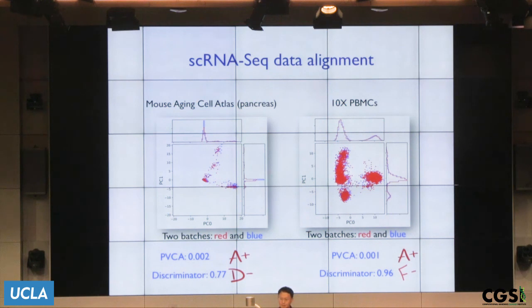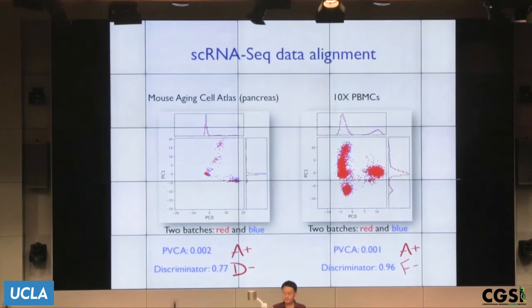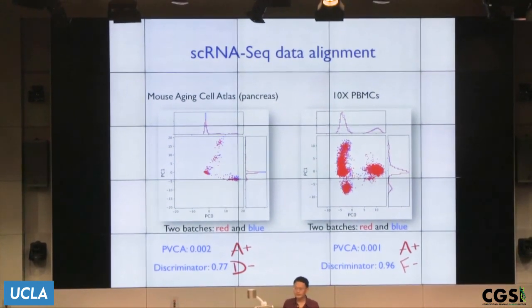Yes? This seems to be an example where all of the differences between the groups is unwanted variation. Can you say anything about the case where the batch variable is confounded with a variable of interest? Yeah, that's a great question.